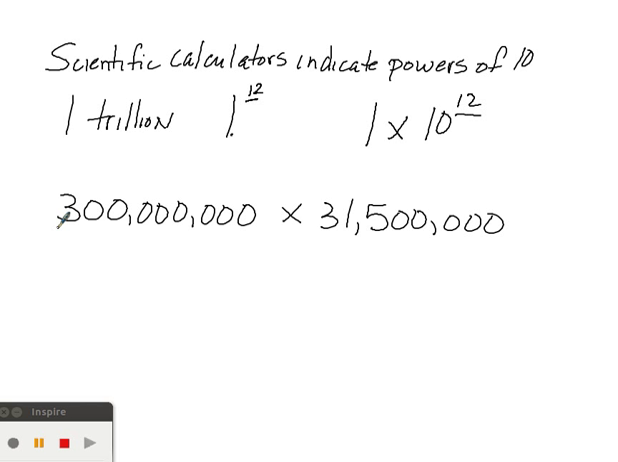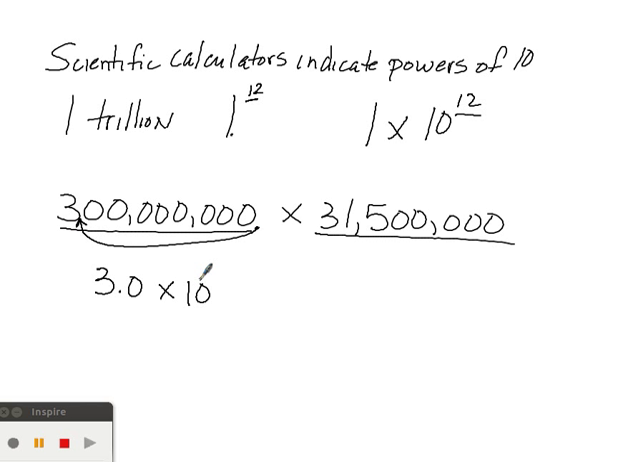So suppose you had this problem, you had to multiply 300 million times 31,500,000. That'd be a lot of zeros to write down on your paper. So you might say to yourself, it might be easier to change this to scientific notation. So let's do that. We need to move our decimal point to where there is one non-zero digit to the left of the decimal point. So that would make it 3.0. How many places did we move our decimal point? 8. So 3.0 times 10 to the 8th.